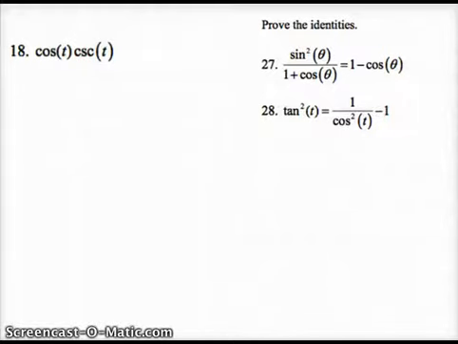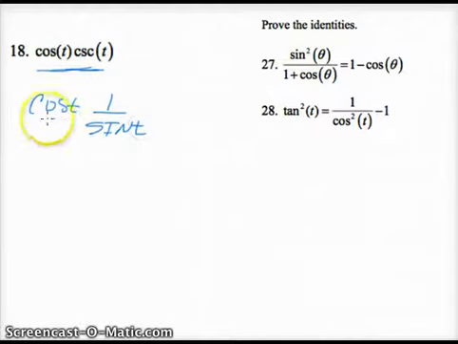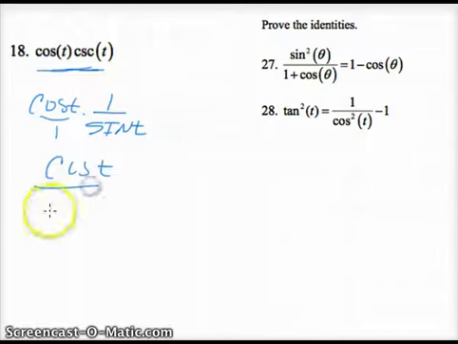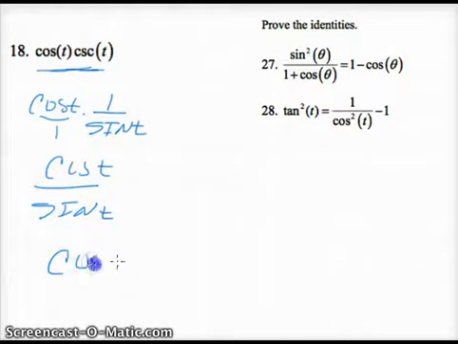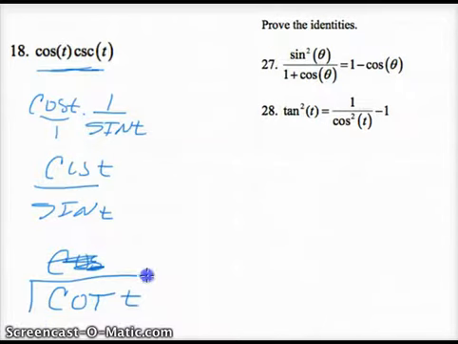Okay, let's see. What we have to do is write this expression in one trig function. Well, let's see, cosine of t. Now, cosecant is 1 over sine. So this product together would be cosine of t over sine of t, which is cosecant of t. Not cosecant, cotangent of t. Sorry about that. Okay, that is a quotient identity.